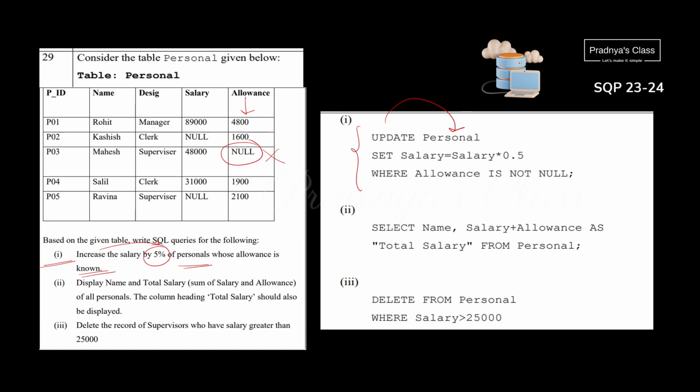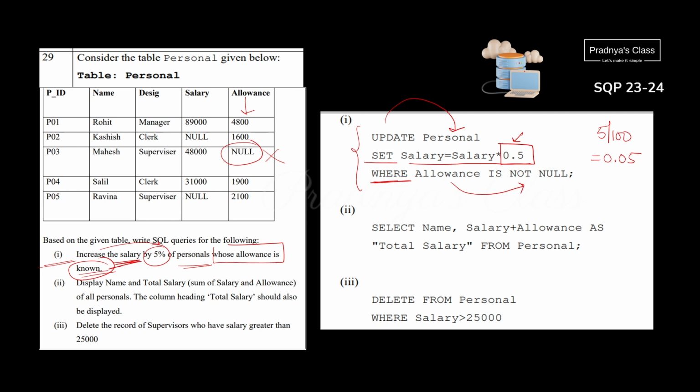Update table name. Set. We need to update the salary. So salary equals salary times 0.5. 5% means 5 divided by 100. It should be 0.05, not 0.5. So correct it. What's the condition? Whose allowance is known. With the where clause we will write the condition where allowance is not null.